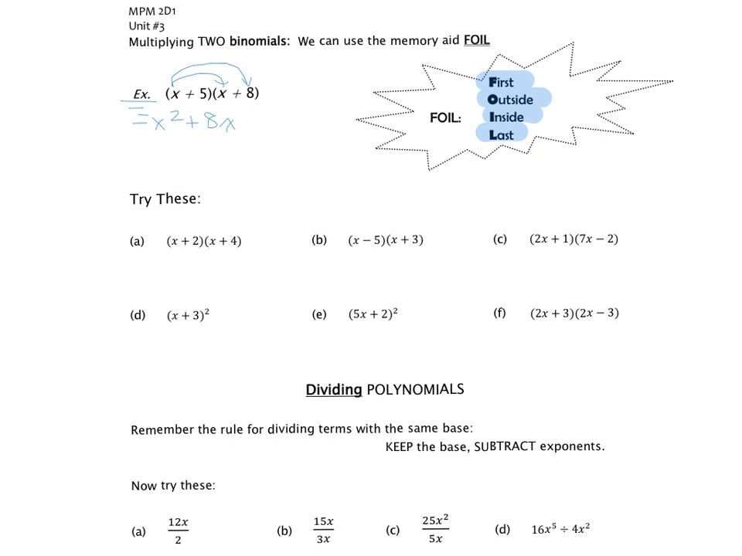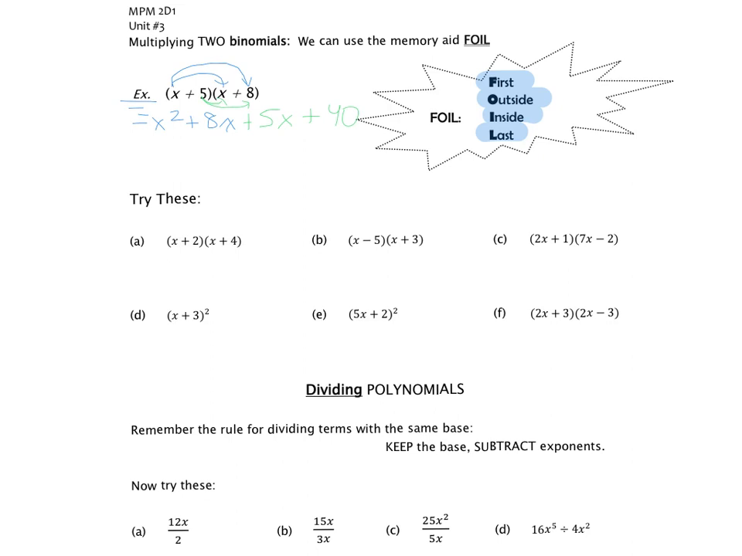The second term, which I see is 5, is going to be multiplied by the x, which gives me 5x. So that is the second term of the first binomial being multiplied by the first term of the second binomial. And then we have 5 times 8, which gives me 40. So I showed you with 2 different colors because I wanted to show you that the first term of the first binomial is multiplied by each term of the second binomial, and the second term of the first binomial multiplied by each term of the second binomial.